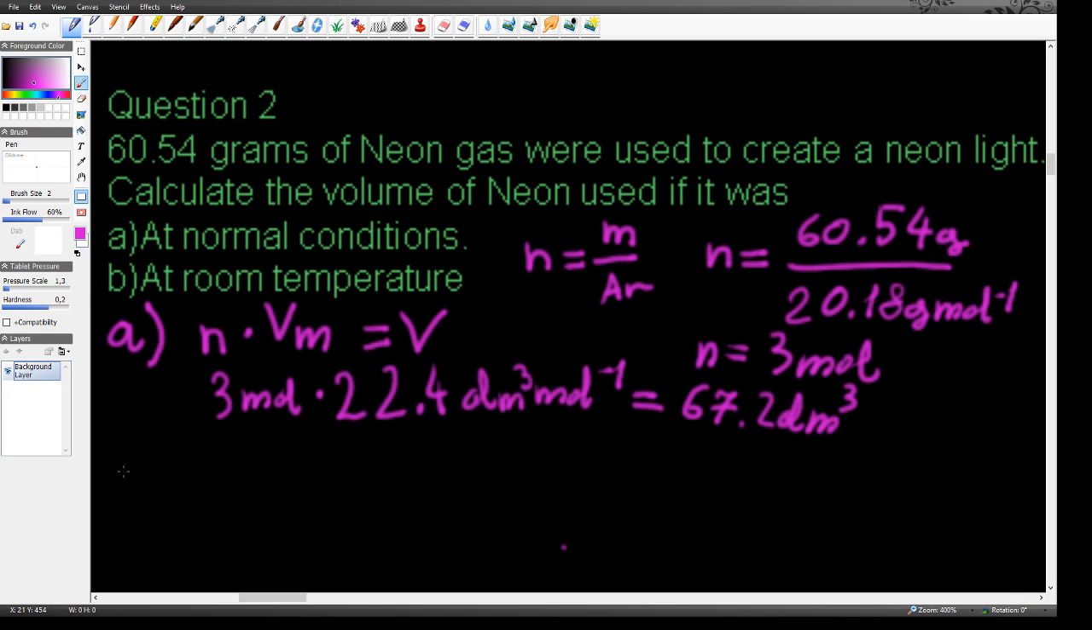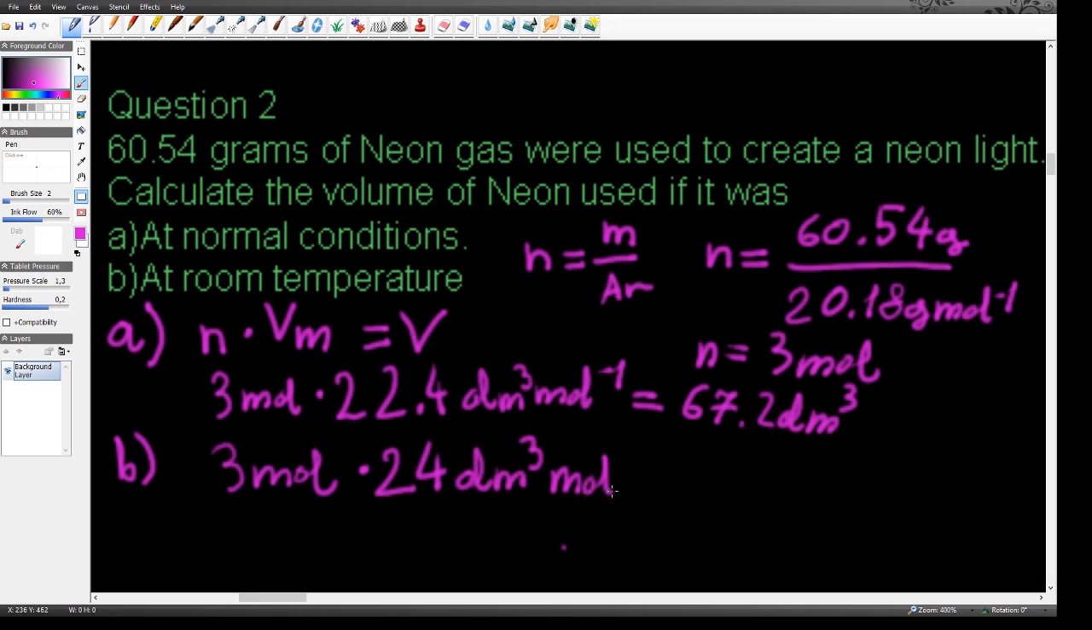And then for part B, we want the same, but at room temperature, so we're still going to use our 3 moles calculated earlier on, and multiply by the 24 decimeters cubed per mole, because remember, at room temperature, it's not 22.4, it's 24 decimeters cubed per mole, and this actually gives us an answer of 72 decimeters cubed. So this is a nice way of showing that if you increase the temperature slightly, a gas of the same mass or of the same number of moles occupies a slightly larger volume. I hope this helped.